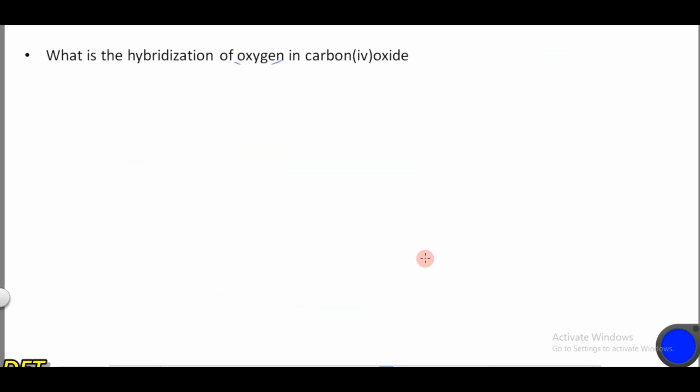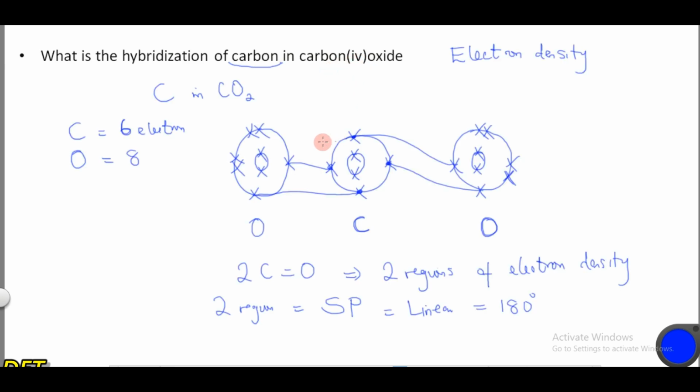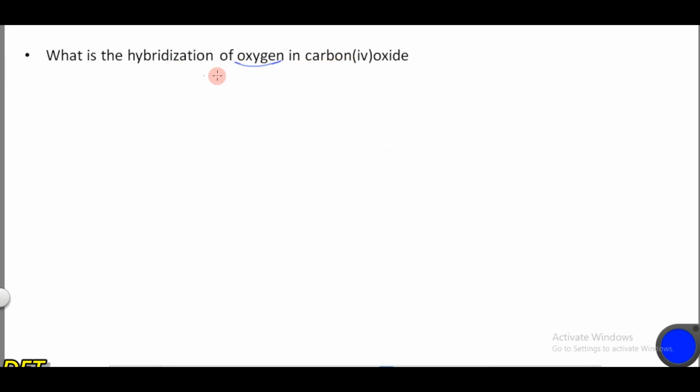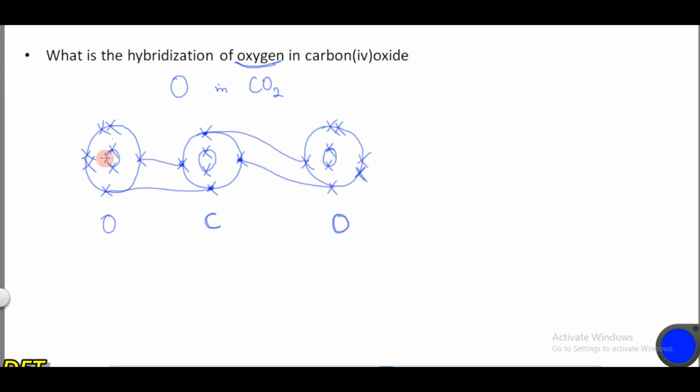So let's look at the next example that we have here. What is the hybridization of oxygen in carbon dioxide? So here we looked at the hybridization of carbon in carbon dioxide. Here we are looking at the hybridization of oxygen in carbon dioxide. So this is oxygen having 8 electrons. This is carbon having 6 electrons, and this is oxygen having 8 electrons. We're looking for the hybridization of oxygen in carbon dioxide.